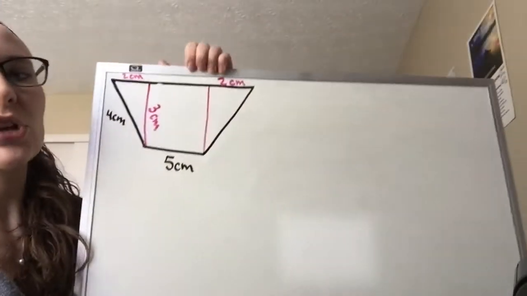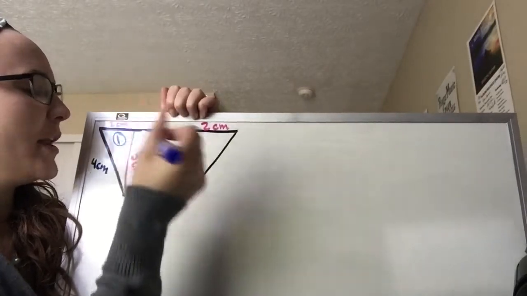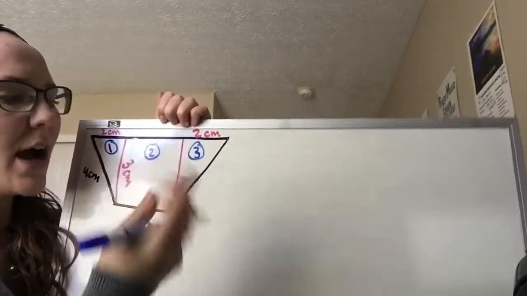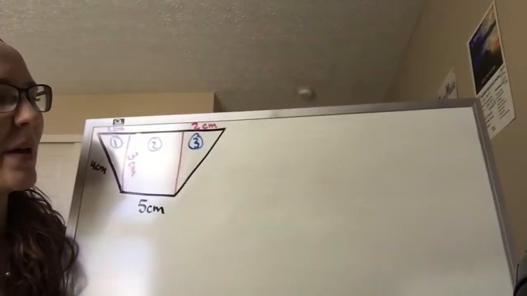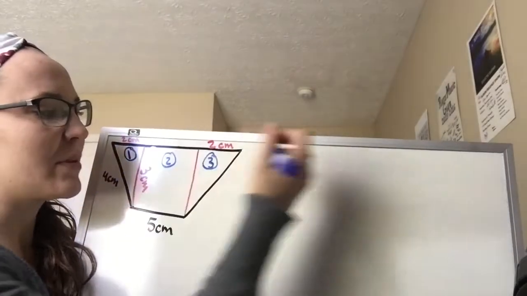So now I want to start by numbering these shapes. So I'm going to number them, remember, with the circle. 1, 2, 3. I just numbered straight across. Really doesn't matter what order you number them in, but that's what I chose to do. So I'm going to start by finding the area of shape number 1.